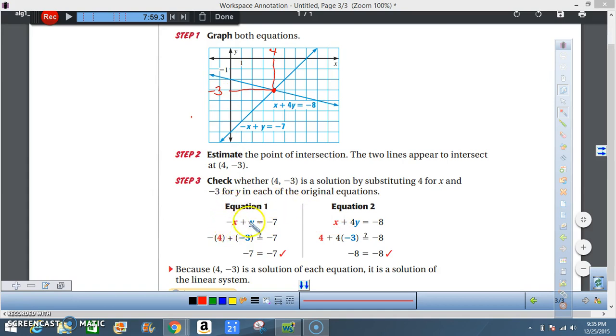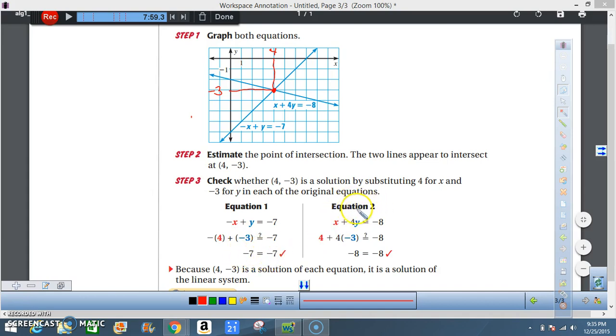So I've got negative x plus y is equal to negative 7. In place of x, I put that 4. In place of y, I put the negative 3. A negative 4 plus a negative 3 would give me a negative 7. And a negative 7 does equal a negative 7.